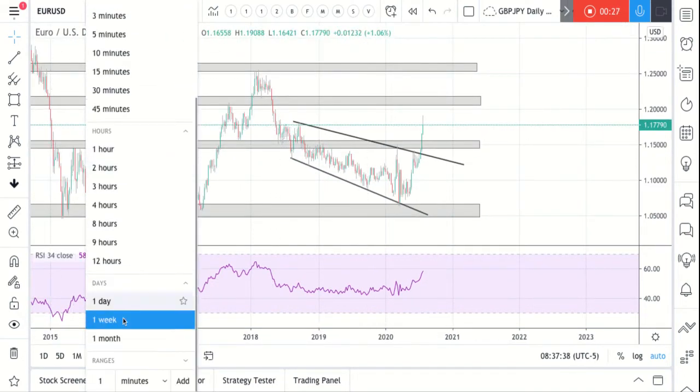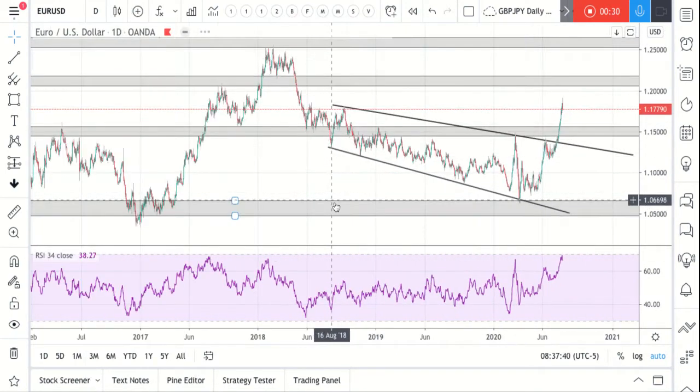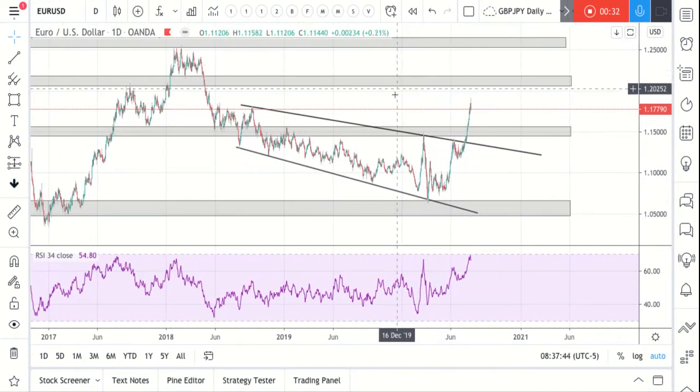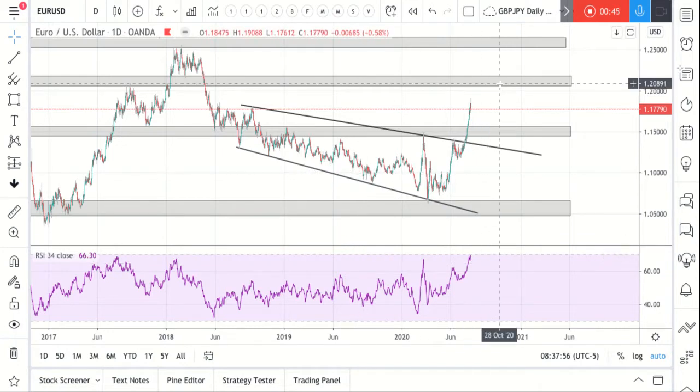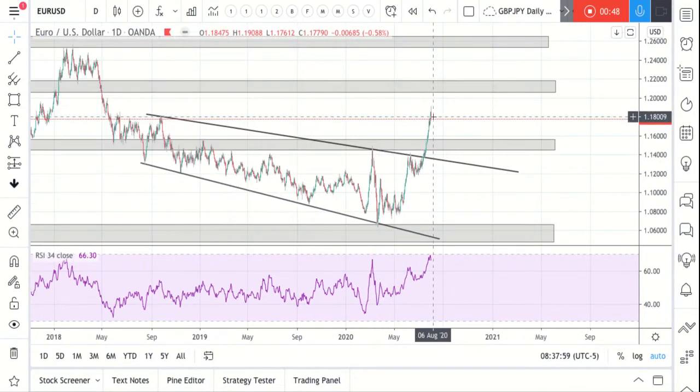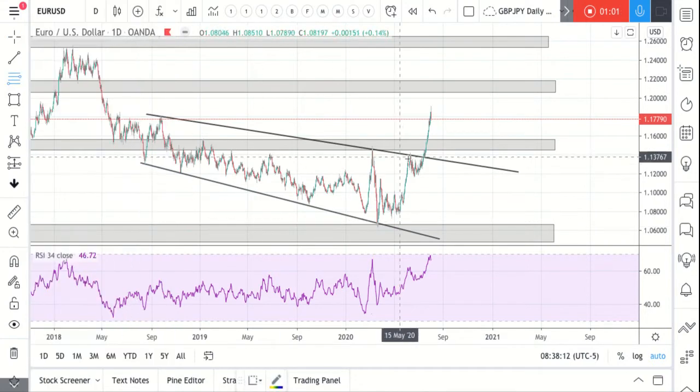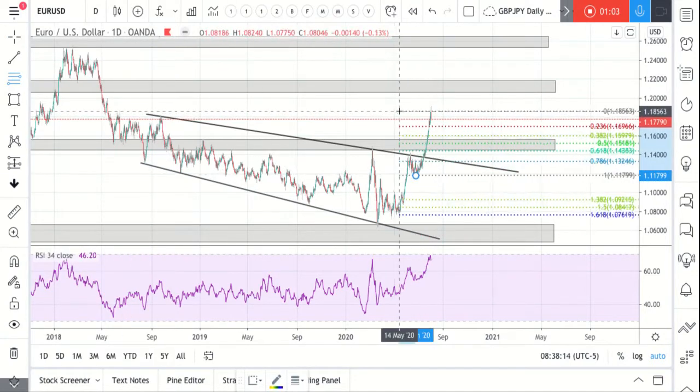So if we go down to the daily, as you can see here, pulled back up, didn't really retest this at all. One thing I am seeing is we are showing a little bit of overbought right here on the RSI. So what I would like to see is a pullback, preferably to this level, maybe even down to here, before a continuing upside move.